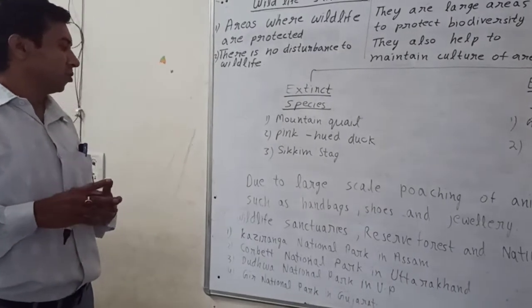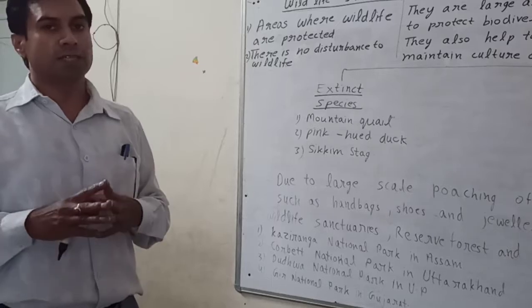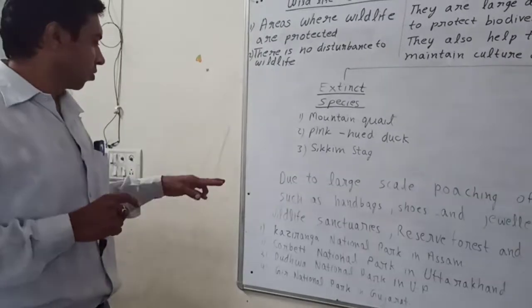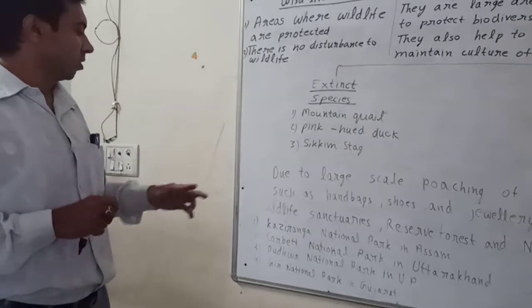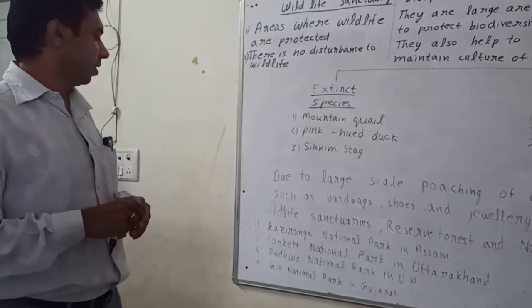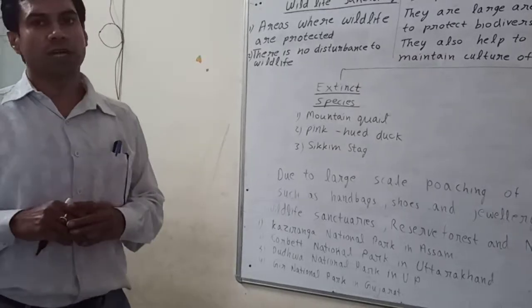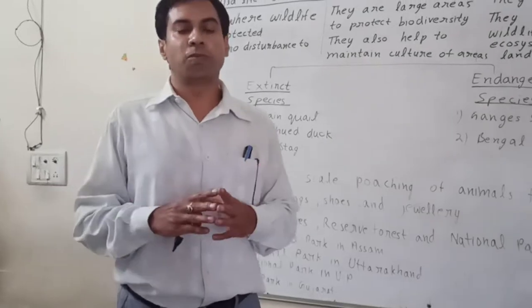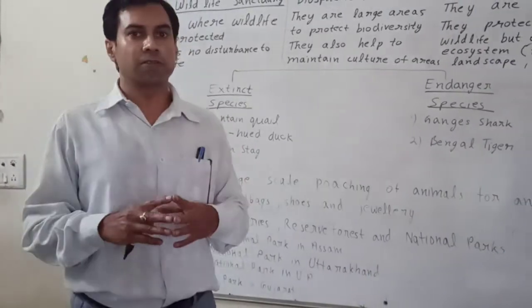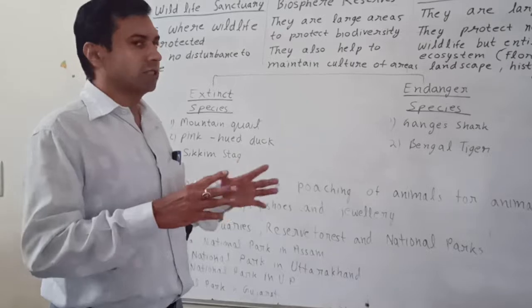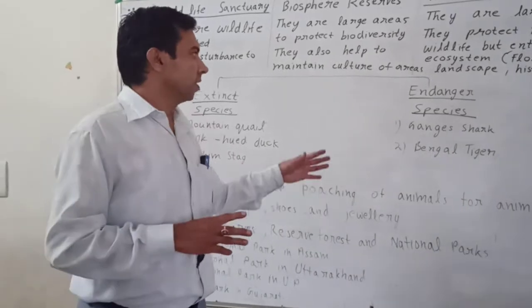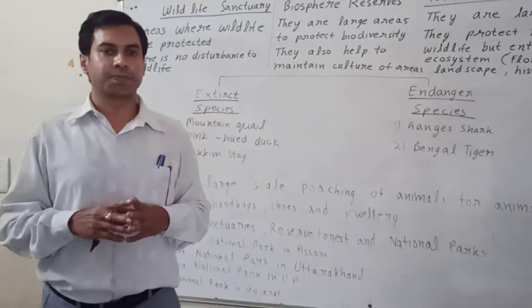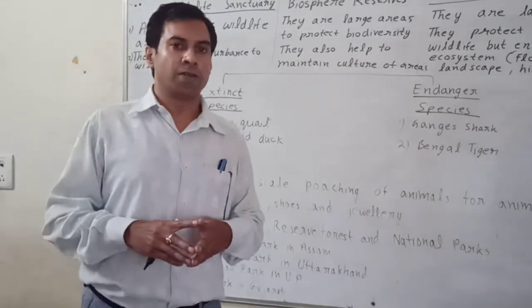Now, wildlife sanctuaries, reserves, forests, and national parks: Kaziranga National Park in Assam, Corbett National Park in Uttarakhand, Dudhwa National Park in UP, Gir National Park in Gujarat. So these are the national parks which the government has set up to protect the wildlife, cultures, and ecosystem. In this way they protect the ecosystem and wildlife in nature.